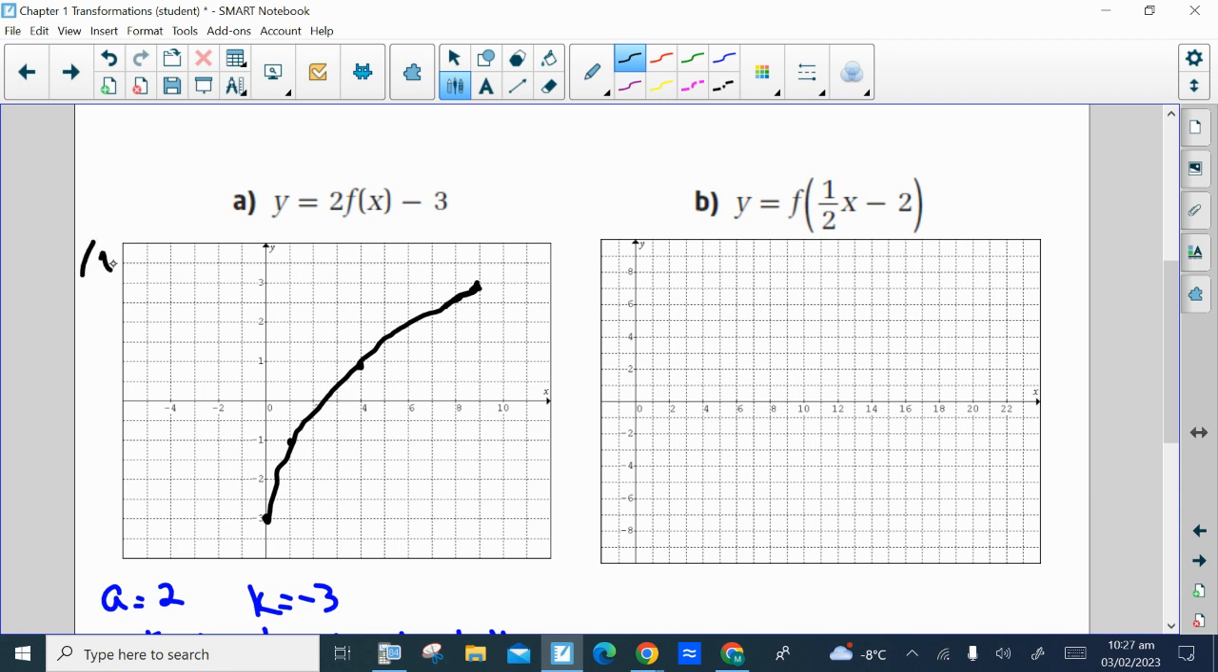And our mapping notation: both of these parameters affected only the y values. We vertically stretched by 2 and went down 3. Our x values didn't change. Our y values are multiplied by 2 and then decreased by 3.